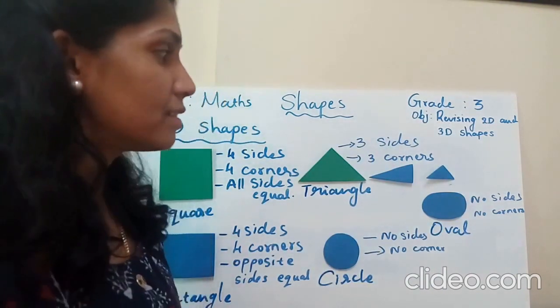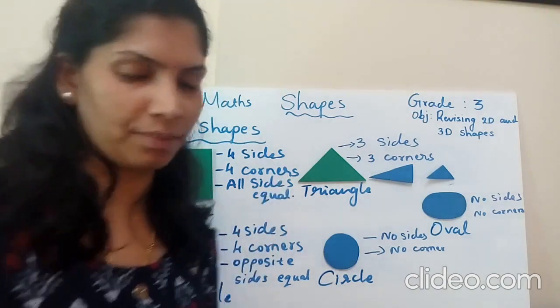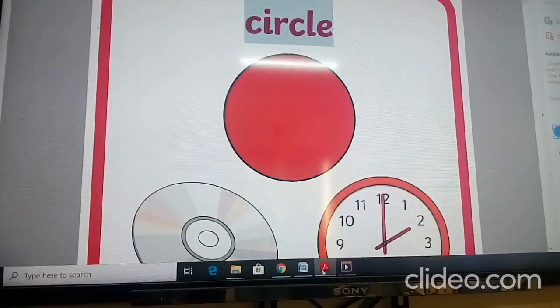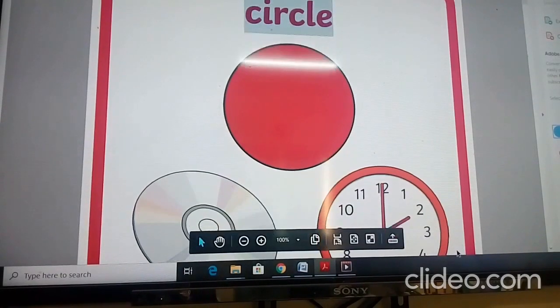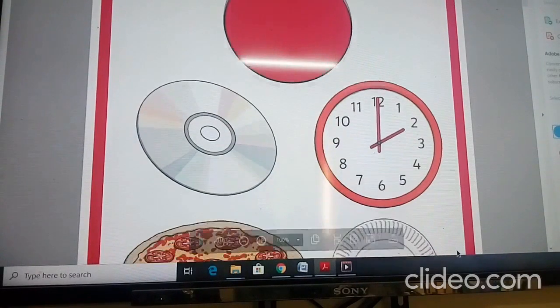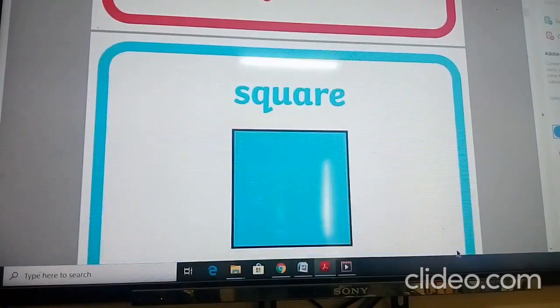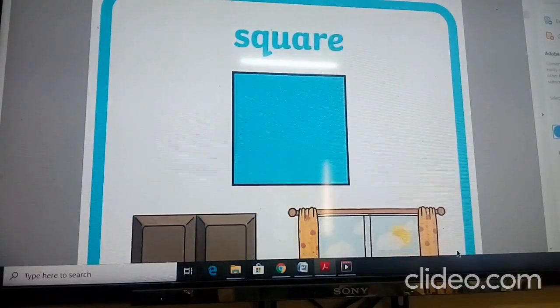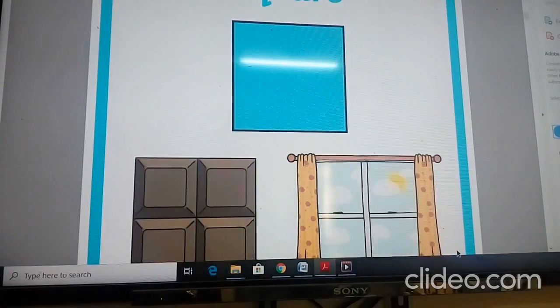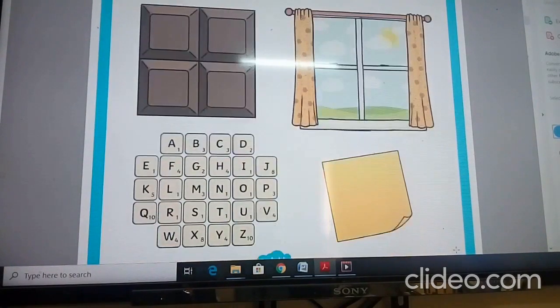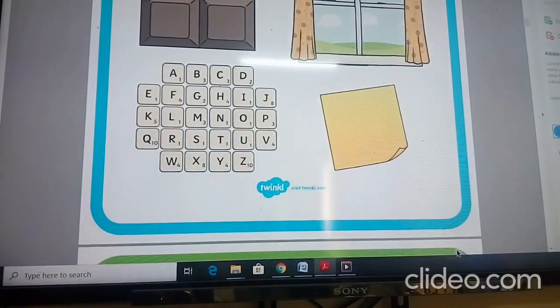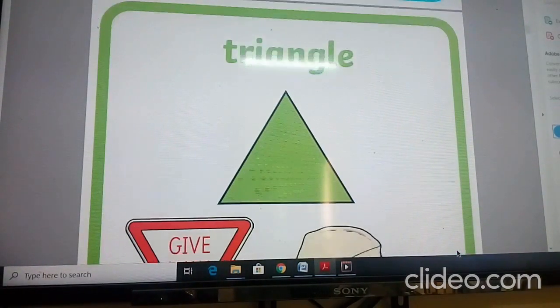Now let's see some examples of these 2D shapes. Now let us see some real life examples of 2D shapes. So the first one is circle, and we have some examples: clock, CD, plate, etc. And then we have square. Here we have some real life examples: chocolate, window, and the keys and paper. These are some real life examples of square.